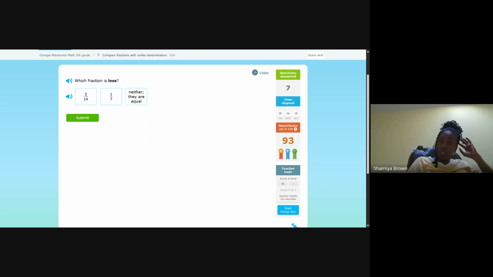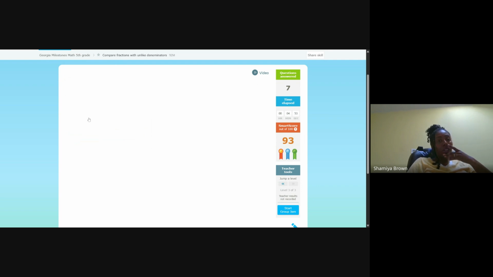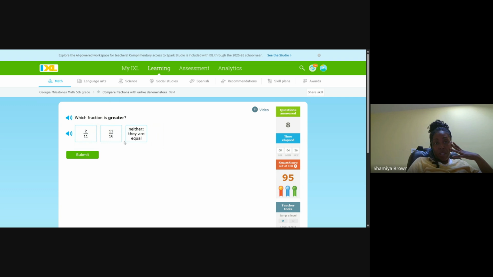Which fraction is less? 2/14, 1/7. Looks like equivalent because 2 divided by 2 is 1, 14 divided by 2 is 7. So these are equivalent. And if I work backwards, 1 times 2 will give me 2, 7 times 2 will give me 14. So they're equivalent. Which fraction is greater? This one is far from a whole. This is closer. So this is greater. And that is it. This is a simple skill.